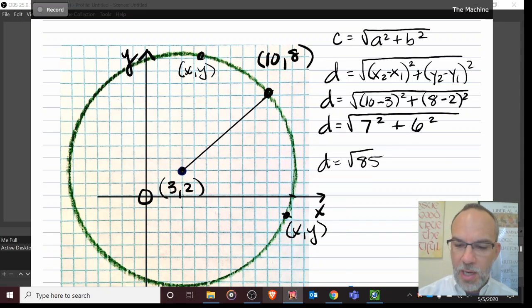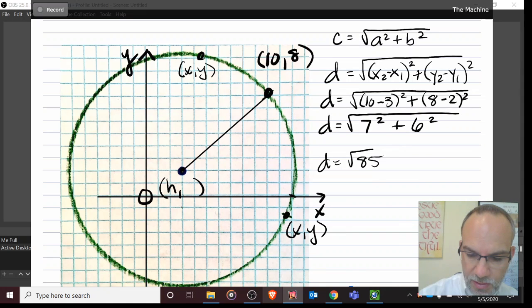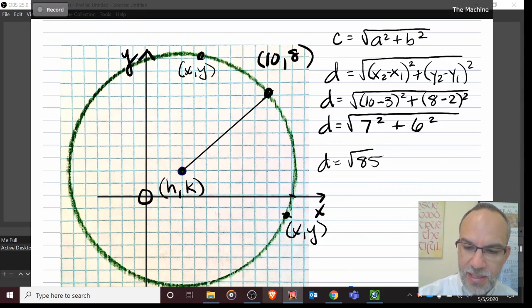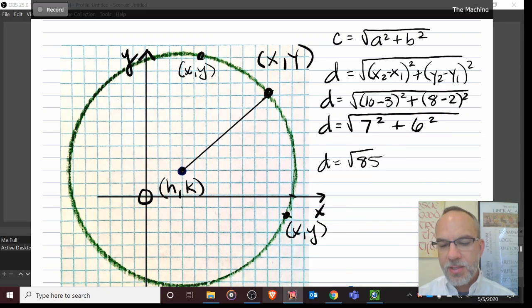So here's what I'm going to do. I'm going to now replace the center with some letters that are represented like variables, although they mean not things that change. They mean specific values. I'm going to replace the center with h and k. H represents the x value of the center, and k represents the y value of the center. And I'm going to replace 10 and 8 over here with just a generic x and a y. That means some x and some y that's on the graph anywhere. But the center is fixed, right? That center can't change. It's h and k.